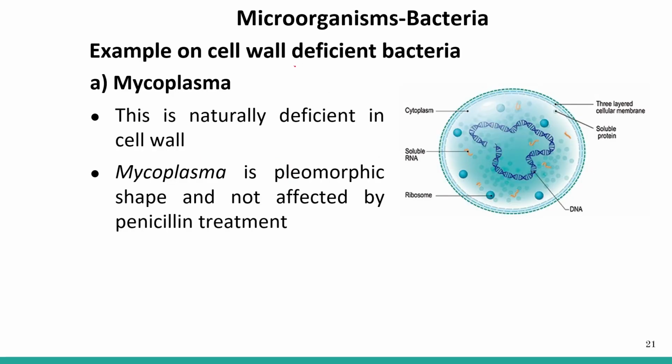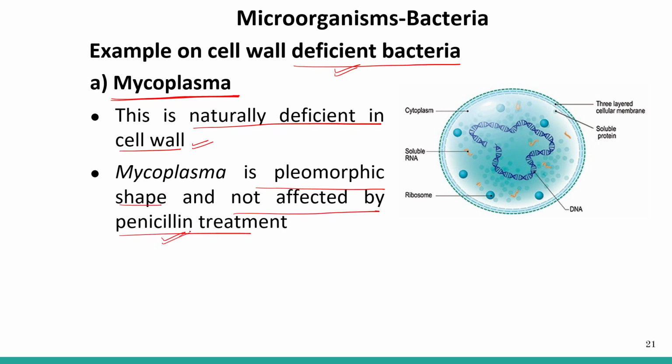Examples of cell wall deficient bacteria. So there are some bacteria which do not contain a cell wall. One is Mycoplasma. This is naturally deficient in the cell wall. No cell wall is present. So it doesn't have any proper shape. Okay. So Mycoplasma has a pleomorphic shape. It can change its shape and is not affected by penicillin treatment, right?